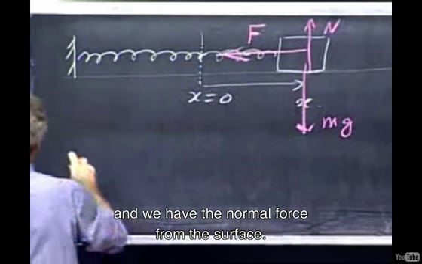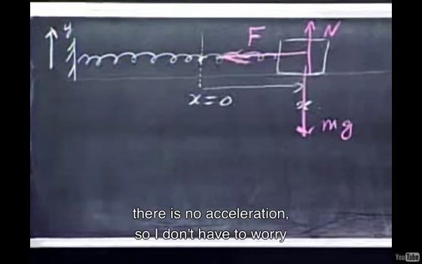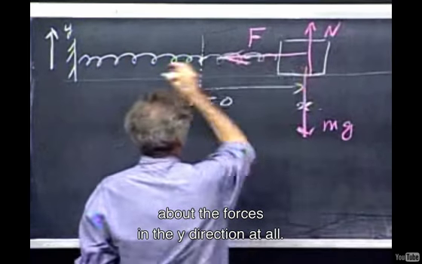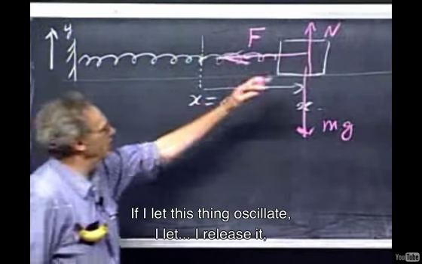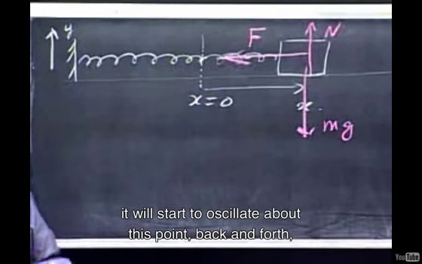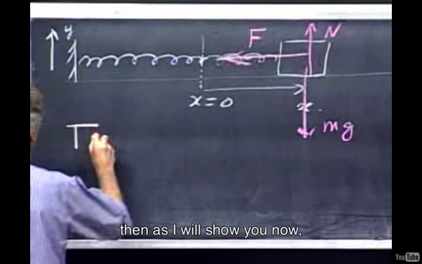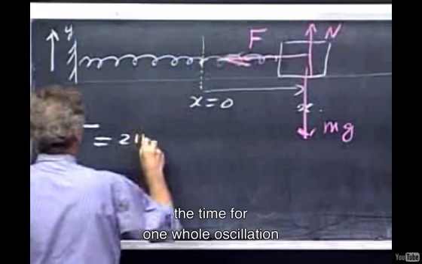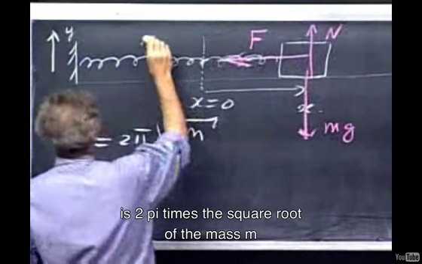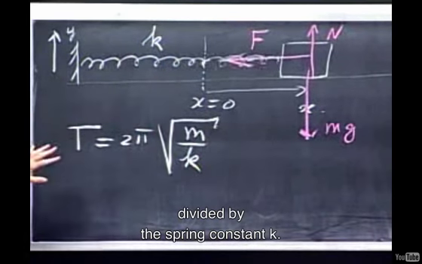There is no acceleration in the y direction, so I don't have to worry about the forces in the y direction at all. If I release it, it will start to oscillate about this point, back and forth. Then, as I will show you now, the period of oscillation, the time for one whole oscillation, is 2 pi times the square root of the mass m divided by the spring constant k. I will derive that. You will see that shortly.